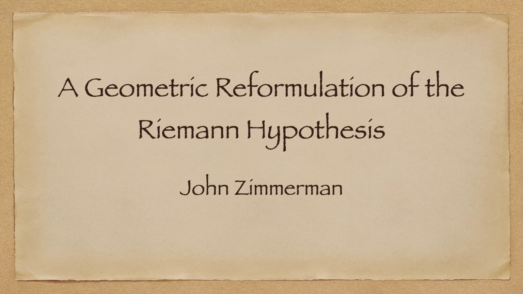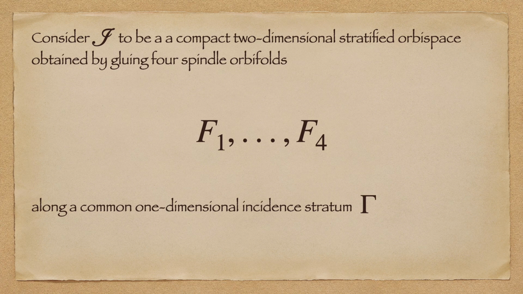This talk is about a geometric reformulation of the Riemann hypothesis. So consider \mathcal{I} to be a compact two-dimensional stratified orbit space. We're going to obtain that by gluing four spindle orbifolds together along a common one-dimensional incidence stratum gamma.